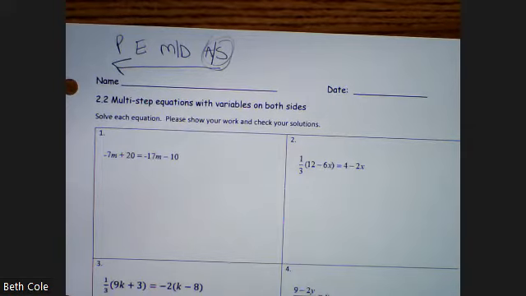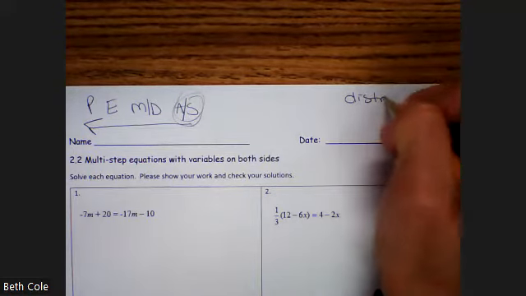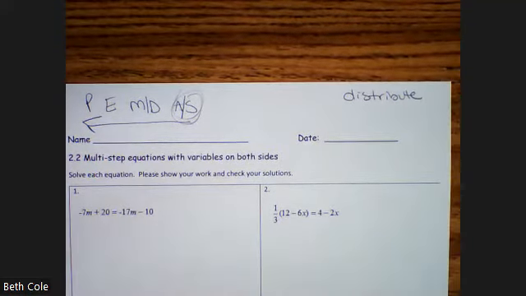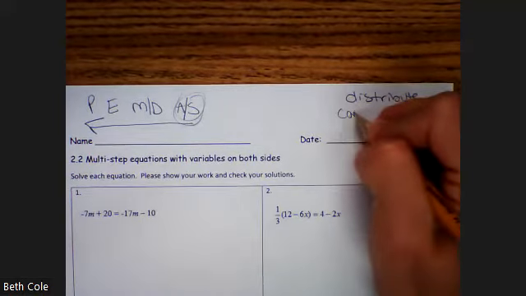All right, so we're going to do that in reverse order. Also, if you have parentheses, the first thing that you need to do is distribute. Distribute through the parentheses. If there are any parentheses, if there's not, then don't. Distribute, combine like terms.